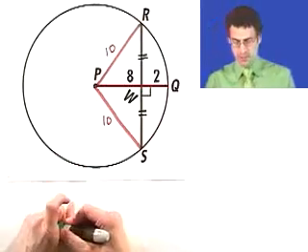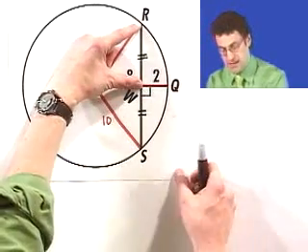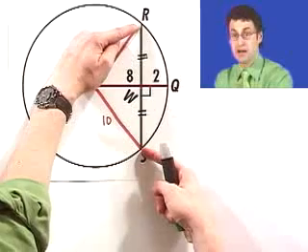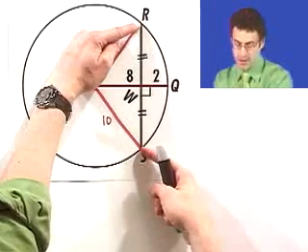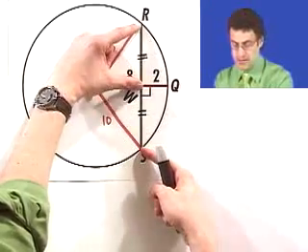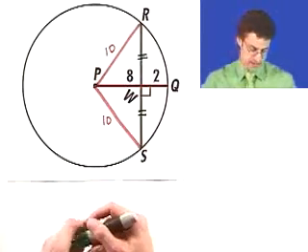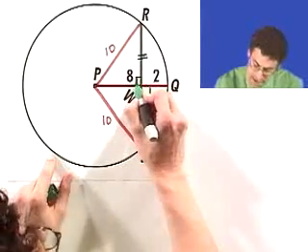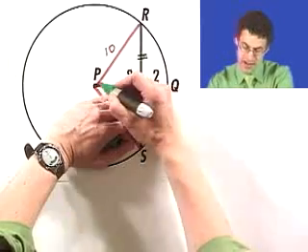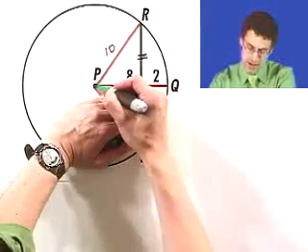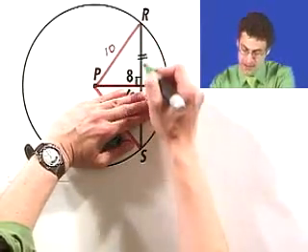Okay, that doesn't quite help me, but it tells me that if I could find this length, then I can get the entire length just by doubling it. Now, how can I possibly get this length right here? Well, look, it's a right triangle. I can use the Pythagorean theorem. I know this is 10, that's the hypotenuse. I know this is 8. I can figure this out now.